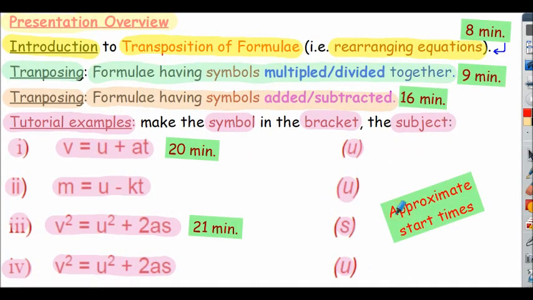For your reference, here are the approximate start times related to the various sections as shown on this slide, should you want to jump directly to a specific section, but please note all these times are rounded to the nearest minute.